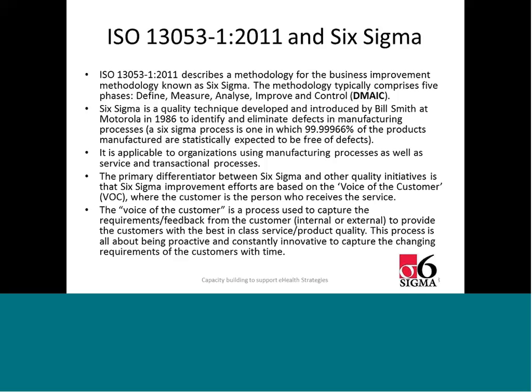In other words, if you were producing 100 products, 99.99966 of them would be fine. If you only had 1 sigma, that would probably mean you were only producing 30 that were actually fine. So it's an indication of the quality that was trying to be achieved as a result of the manufacturing process. But what became evident was that this was also applicable to service and transaction processes as well as manufacturing.